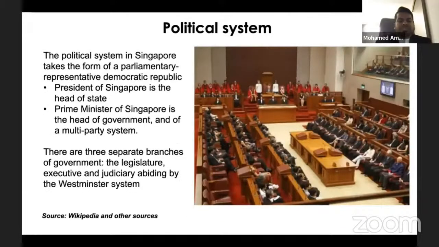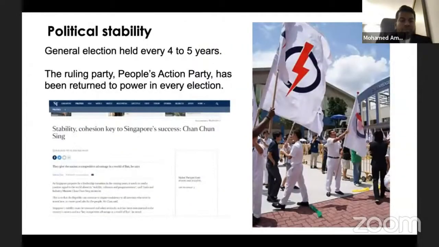Our political system in Singapore is quite strict. We got our independence in 1965, and the country is headed by the President of Singapore, the head of state, while the Prime Minister is the head of government, with a multi-party system. Our political stability is very neat and clean. We have a general election every 4 to 5 years, and the ruling party is the People's Action Party, the PAP, which has been ruling Singapore since 1965, almost 60 years.